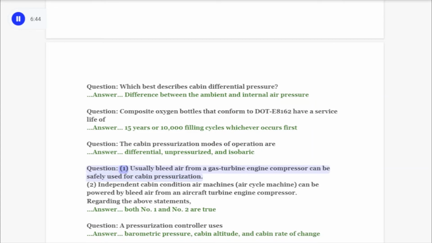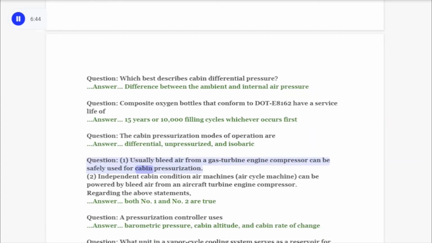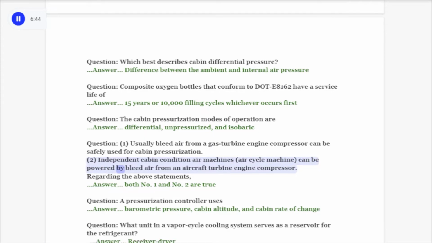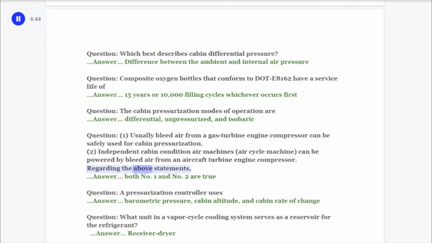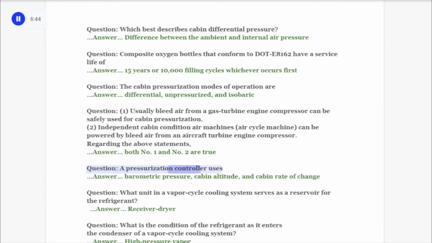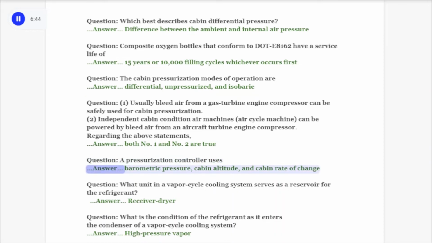Question: 1. Usually bleed air from a gas turbine engine compressor can be safely used for cabin pressurization. 2. Independent cabin condition air machines, air cycle machines, can be powered by bleed air from an aircraft turbine engine compressor. Regarding the above statements, answer: both number 1 and number 2 are true. Question: A pressurization controller uses. Answer: barometric pressure, cabin altitude, and cabin rate of change.